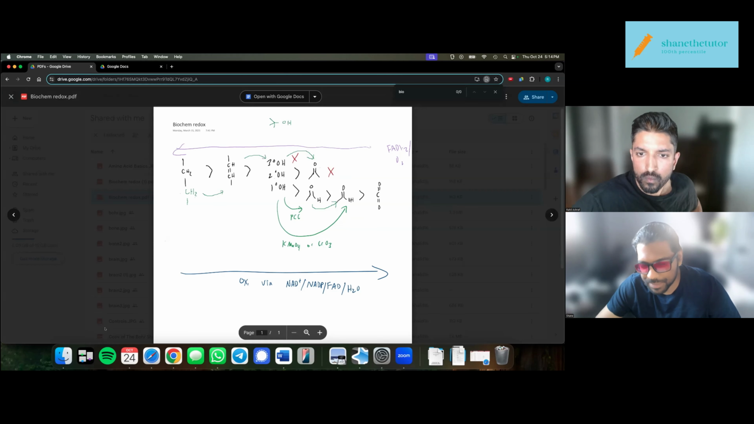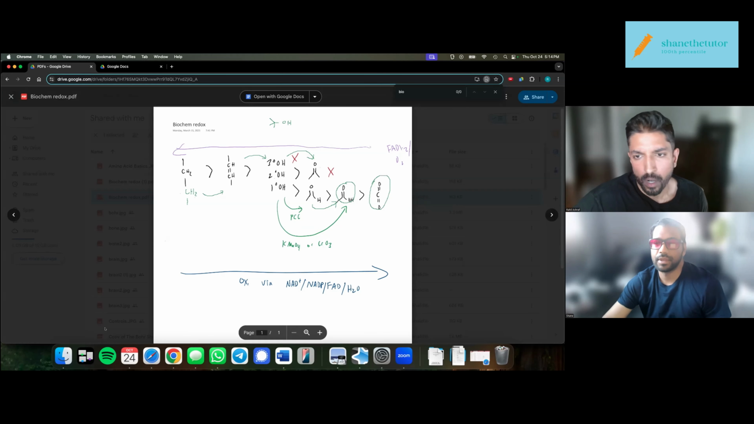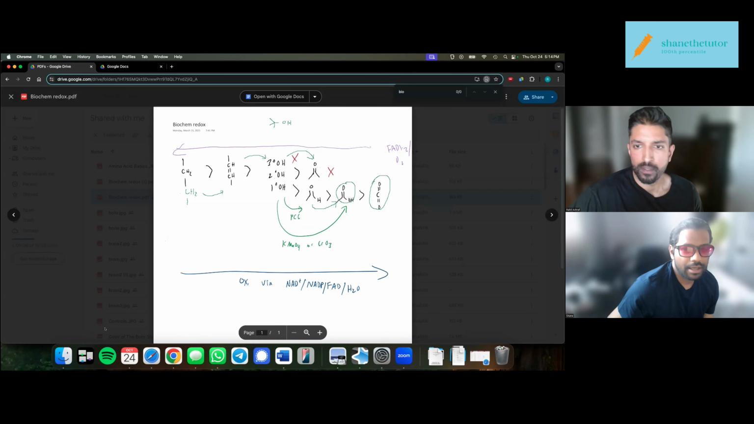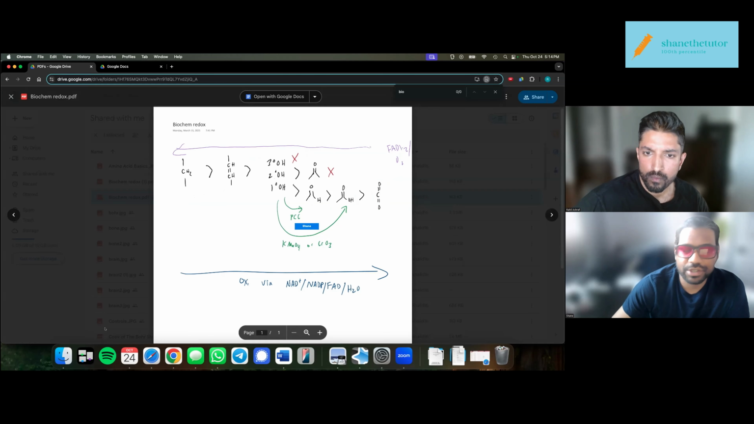What did you say this was? Carboxylic acid. Good, good, good. So, okay, now we have two oxygens. So, what's next? Adding another bond to the oxygen. And then you get this. What's this? Carbon dioxide. Good.